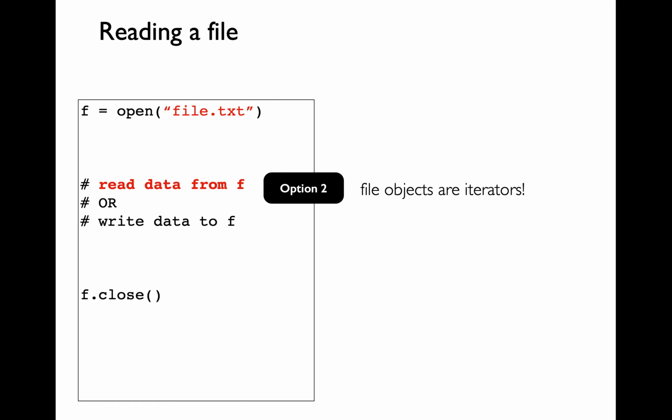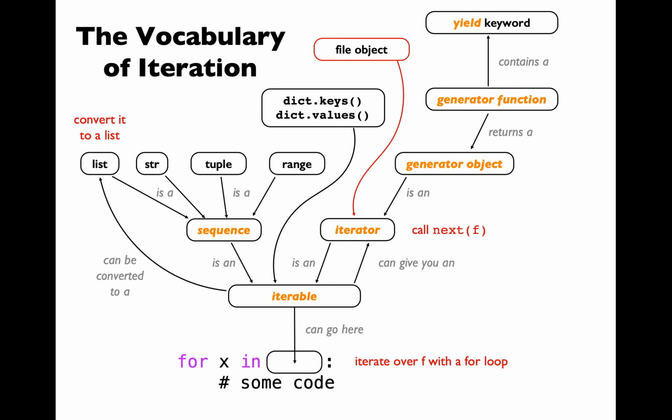Let's talk about option number two. File objects are iterators. That means that you can call the next function on it and do a few other things which you can do with an iterator, right? Let's recall this crazy diagram that we went through in order to understand iterable and iterator terms. A file object is an iterator. An iterator is iterable, so you should be able to do three things with it.